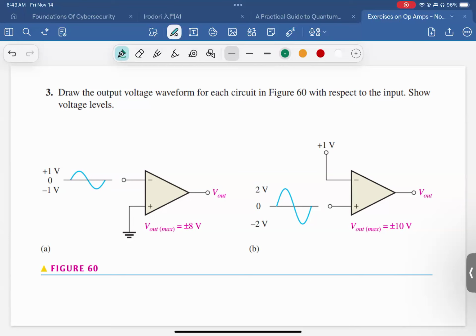Walang may guess. So, this is called a comparator. Okay. And if you recall, ang ginagawa ng comparator is simply kinocompare niyo lang yung input at saka yung dalawang input signals. And yung output will always be maximum.